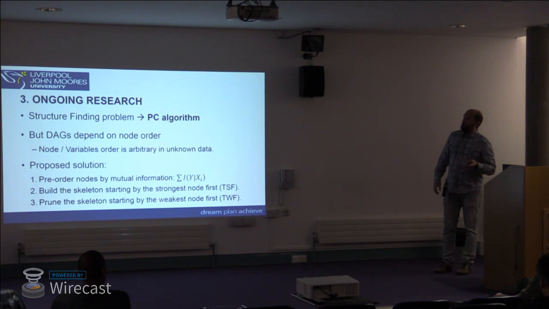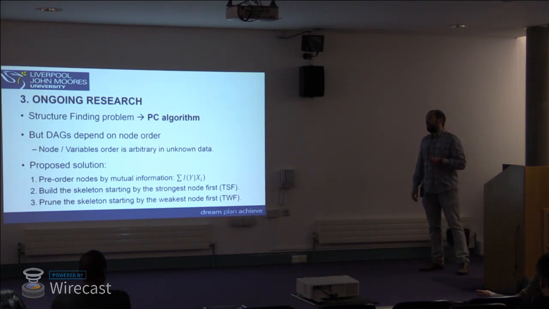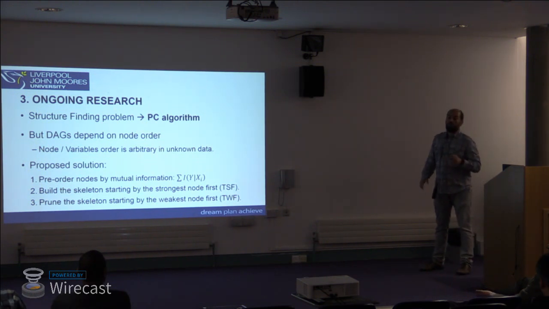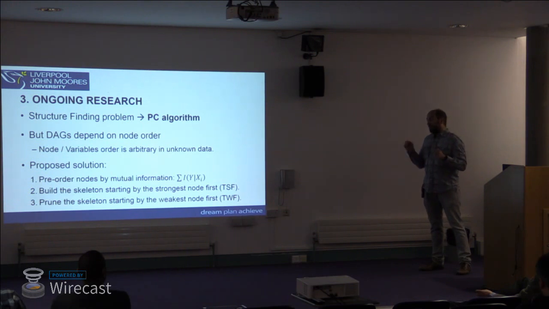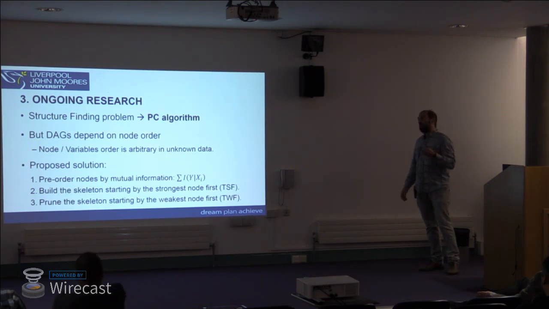Our ongoing research now is in the structure finding problem. We are using the PC algorithm to build the skeleton. Once we have the skeleton, we can orient the graphs to build the DAG. The DAG is the Bayesian network. The problem that we have is that depending on the order of the nodes, we obtain a different DAG.